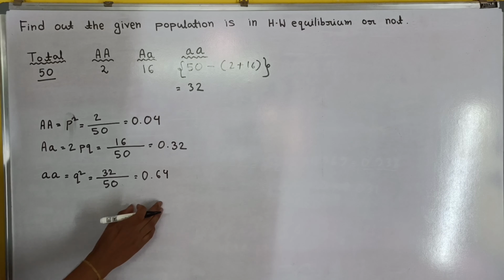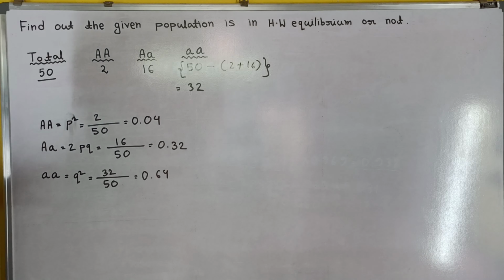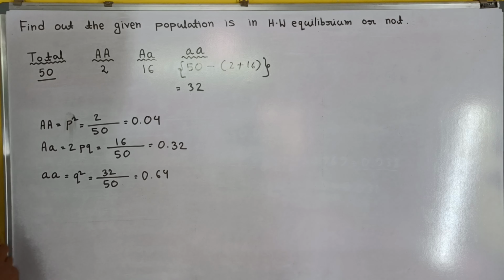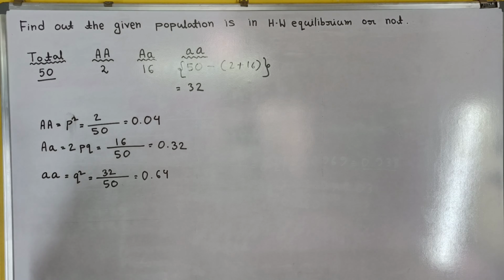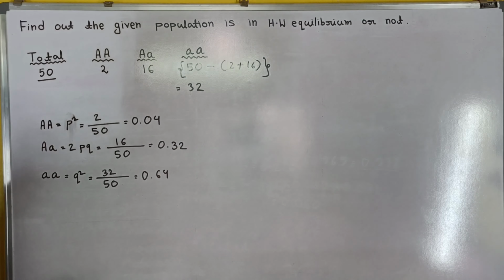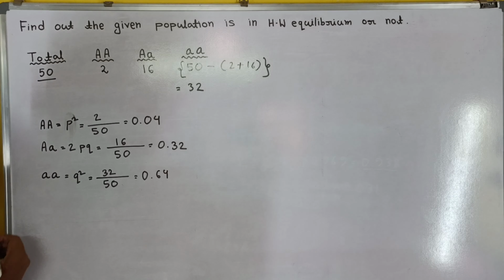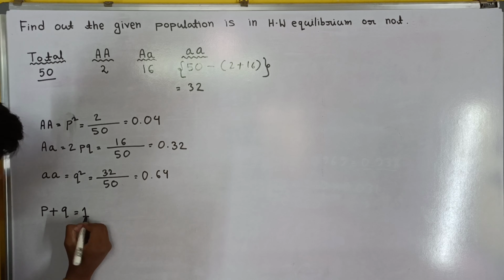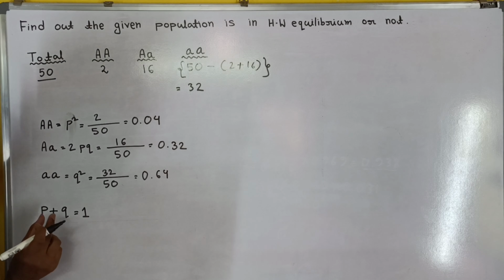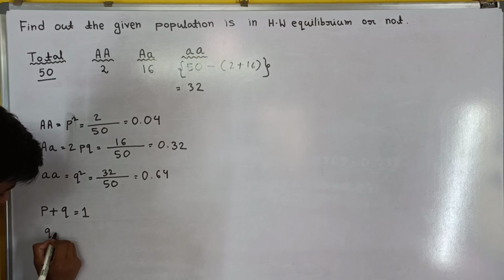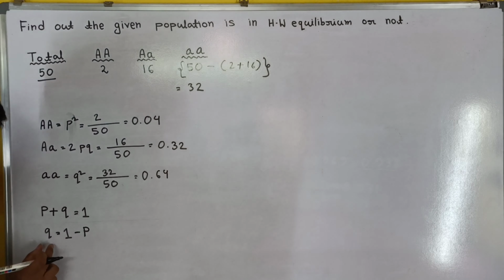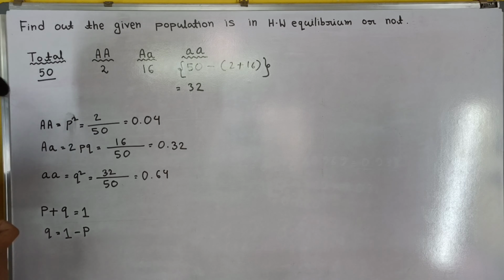Okay friend, so this is the answer. We have calculated the genotype frequency of each: capital A capital A, capital A small a, and small a small a. Now we consider that this population is present in Hardy Weinberg equilibrium. The Hardy Weinberg equation is p plus q equals 1. If we want to calculate the value of q, then q equals 1 minus p, so we have to know the value of p.